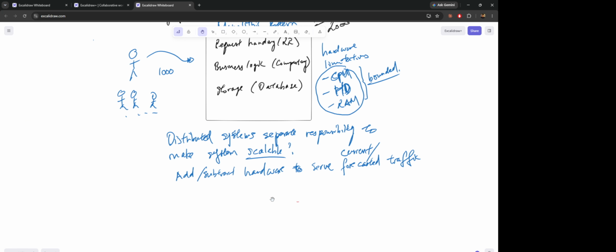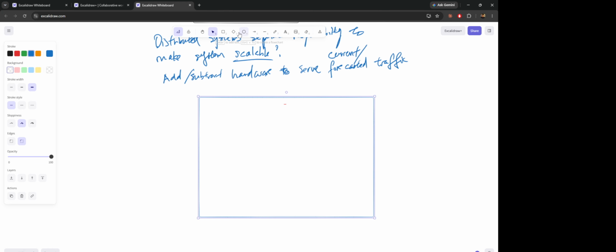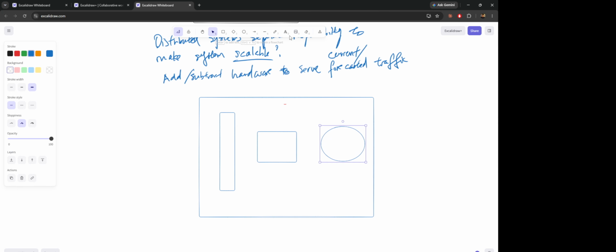Let's define it with a diagram. In the 3-tier architecture, we would essentially have 3 different components. So the first component, I'm going to draw a long rectangle, and then I'm going to draw a square. Then I will draw a circle here. This is our little distributed system, and let's call this Amazon 2.0, right? This is distributed.